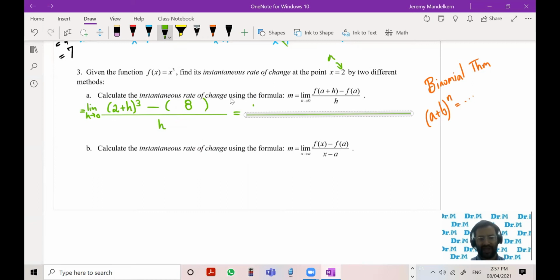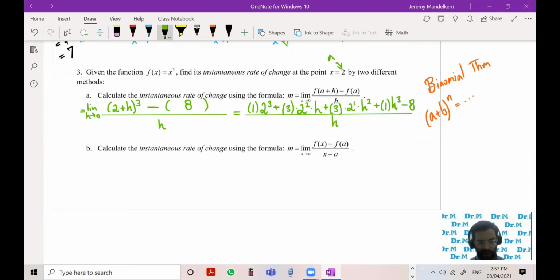We wind up in this case with a binomial coefficient of 1 times 2 cubed, plus a binomial coefficient of 3 times 2 squared times an h, plus another binomial coefficient of 3 times 2 to the power 1 times h squared, finally, plus the binomial coefficient of 1 times h cubed. And there's still that minus 8 in the top. We have an h in the bottom.